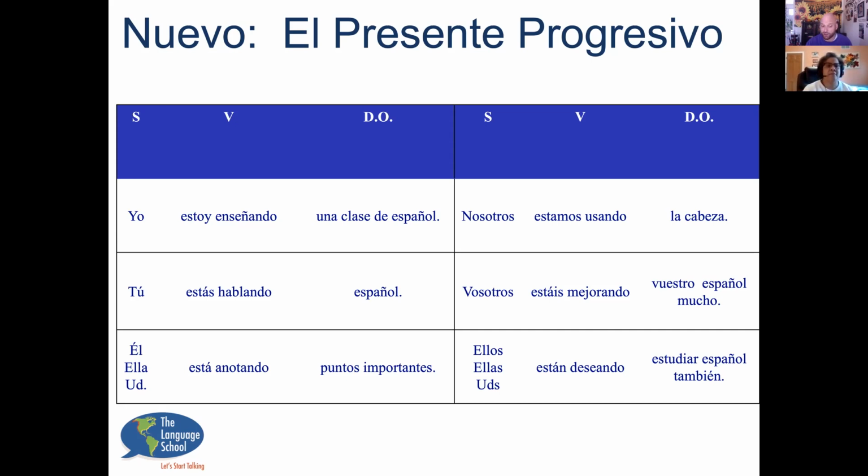Él está anotando puntos importantes, he is taking important notes. Nosotros estamos usando la cabeza, we're using the head. You could go with vosotros. Otherwise, we could say something like ellos están deseando estudiar español también. They are wanting to study Spanish as well. In English you can't really say are wanting. I was thinking want was one of those in English where you can't really use -ing, that you either want something or you don't. So it's okay to say are wanting in Spanish.